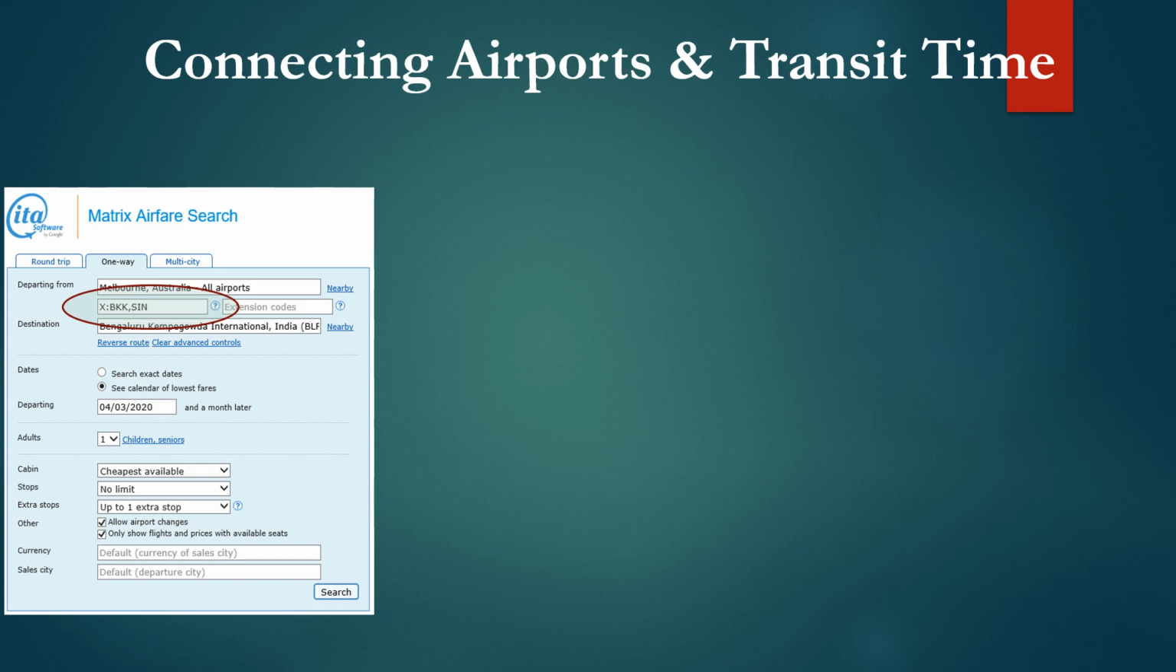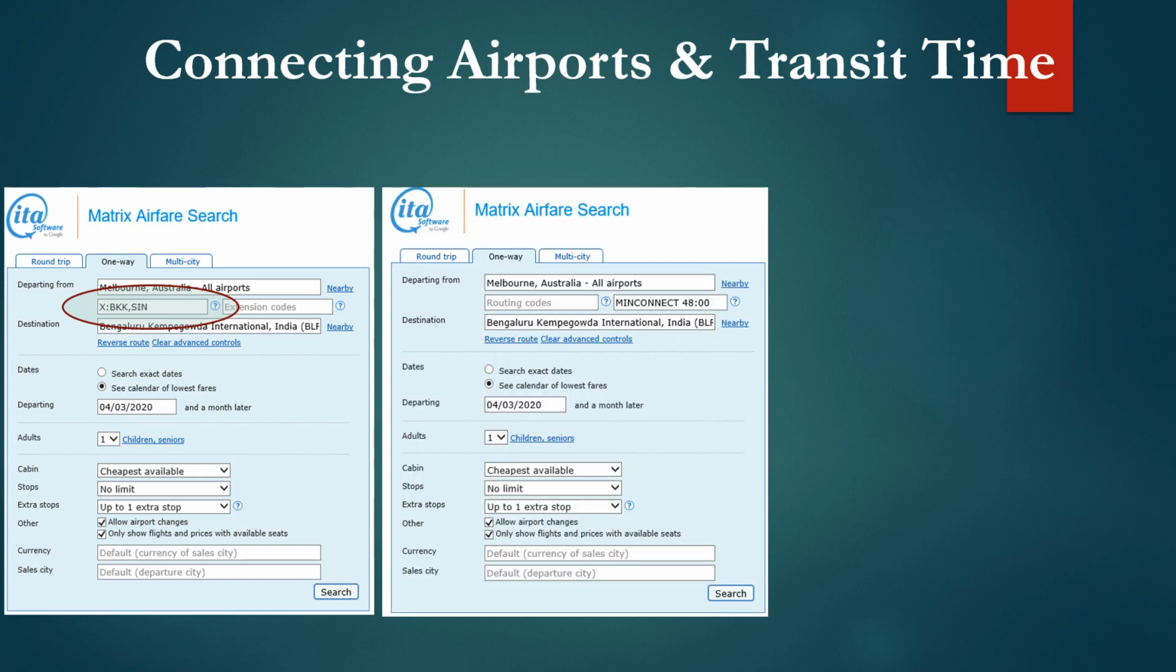So what it means is I want to connect through Bangkok or Singapore. And you hit on search, it's going to give you only the flight options between Melbourne and Bangalore where you can transit in Singapore or in Bangkok. Okay, next example, even more interesting.